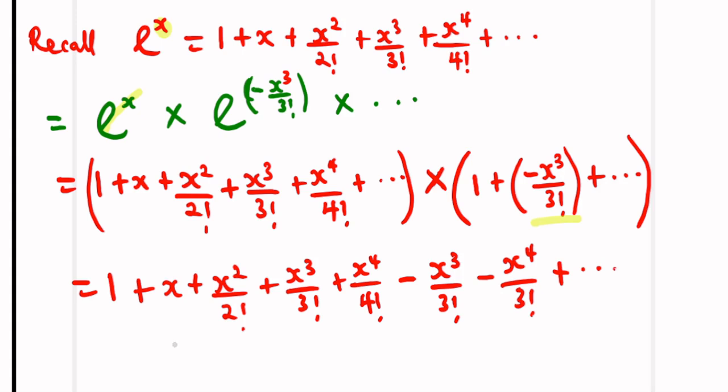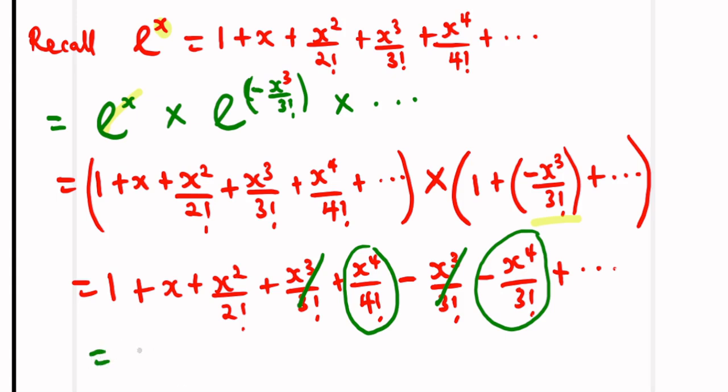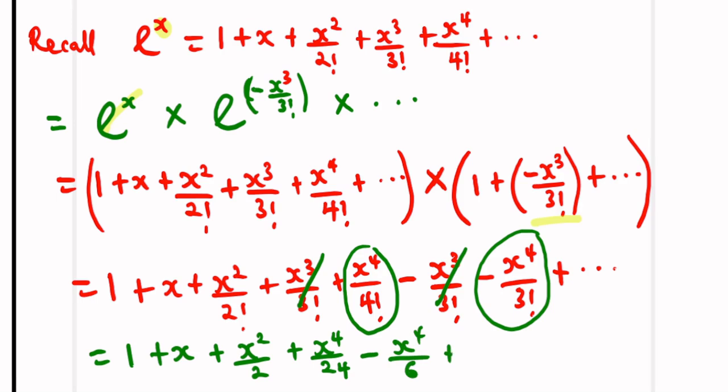Now, we can see that x cubed over 3 factorial minus x cubed over 3 factorial is 0, so that is gone. Then I'm going to bring this together and work with it because they are like terms: x to the power 4 over 4 factorial minus x to the power 4 over 3 factorial. But before then, let us deal with the factorials. So this becomes 1 plus x squared over 2 plus x raised to the power 4 over 24 minus x to the power 4 over 6 plus dot dot dot.